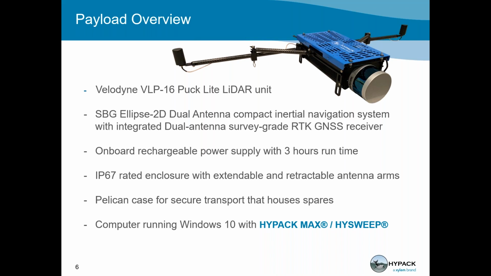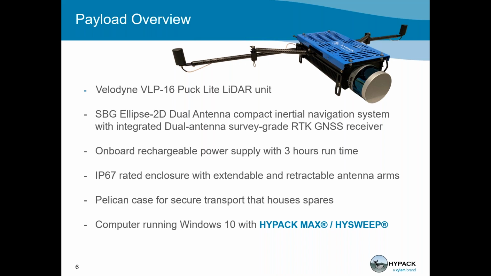Inside of the unit, you'll find a sliding computer rack that has an SBG Ellipse 2D system. It's a mini GNSS INS. It's a compact inertial navigation system with an integrated dual antenna RTK GPS. It's really lightweight and easy to use, and we love working with this product. Nested between the computer rack towards the front of the system, close to the Velodyne, is a small internal battery that, when it's fully charged, has a 3-hour runtime.